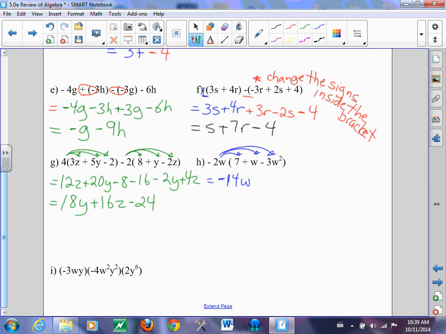Let's take a look at the second bracket. Positive times a negative is a negative. 2 times 1 is 2. And w times w, be careful here, is w squared.